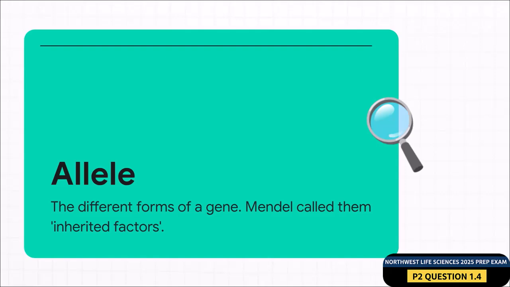What's so cool about this is that Mendel himself, he didn't know about genes or DNA. He just saw these factors being passed down. Nowadays, we know that these different versions of a gene, like the one for violet flowers and the one for yellow flowers, are called alleles.